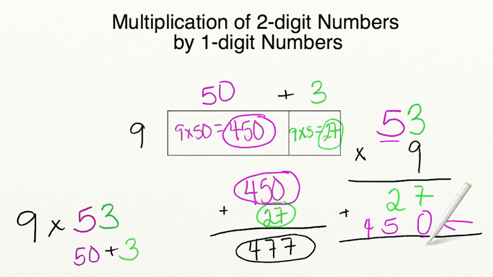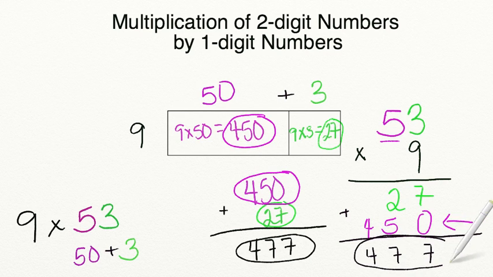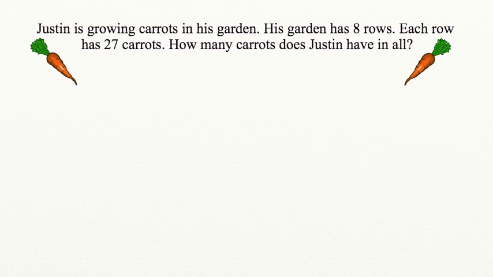7 plus 0 equals 7, 2 plus 5 equals 7, 4 plus 0 equals 4. So we still got the same product when we multiplied 53 times 9 when we use the area model as well as the traditional method. Let's practice together using a word problem.